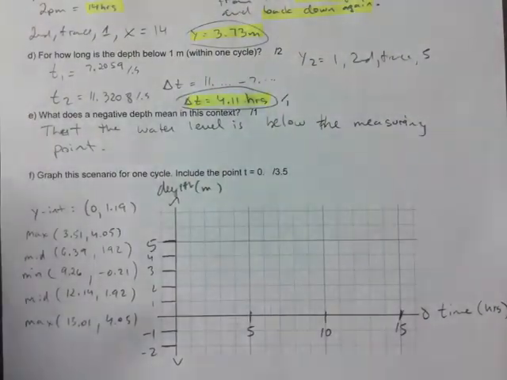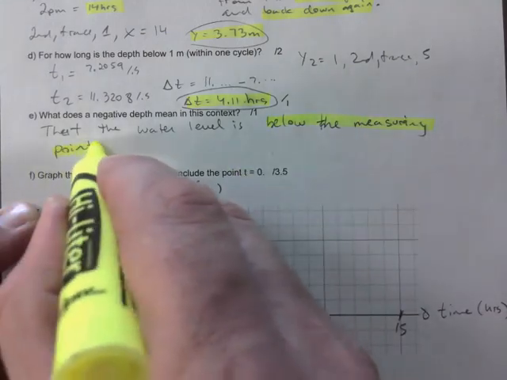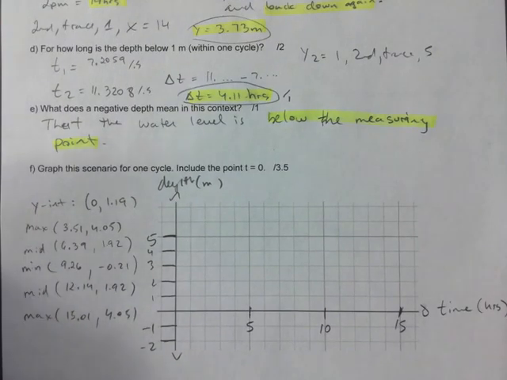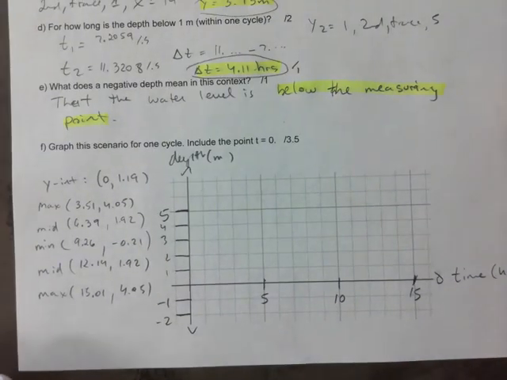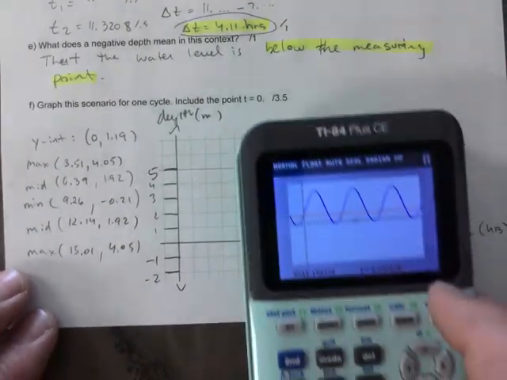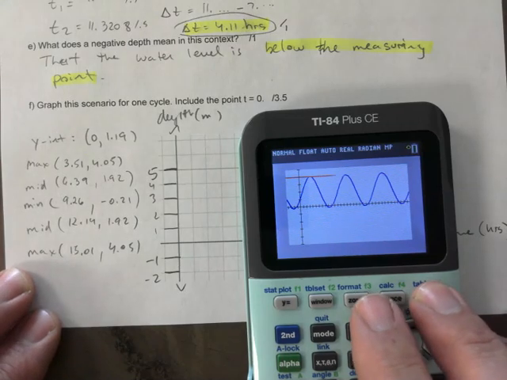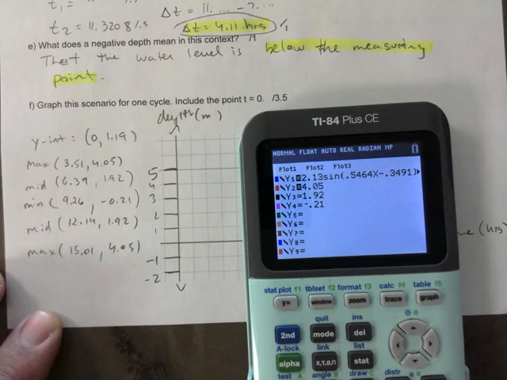Next, what does the negative depth mean in this context? That you're below the measuring point. There's a measuring point mentioned, and you are below it. That's the significance of the negative. I didn't graph it yet because I wanted to do this with you. I set it up, I do my sinusoidal, and then I just need to make sure I turn them on.